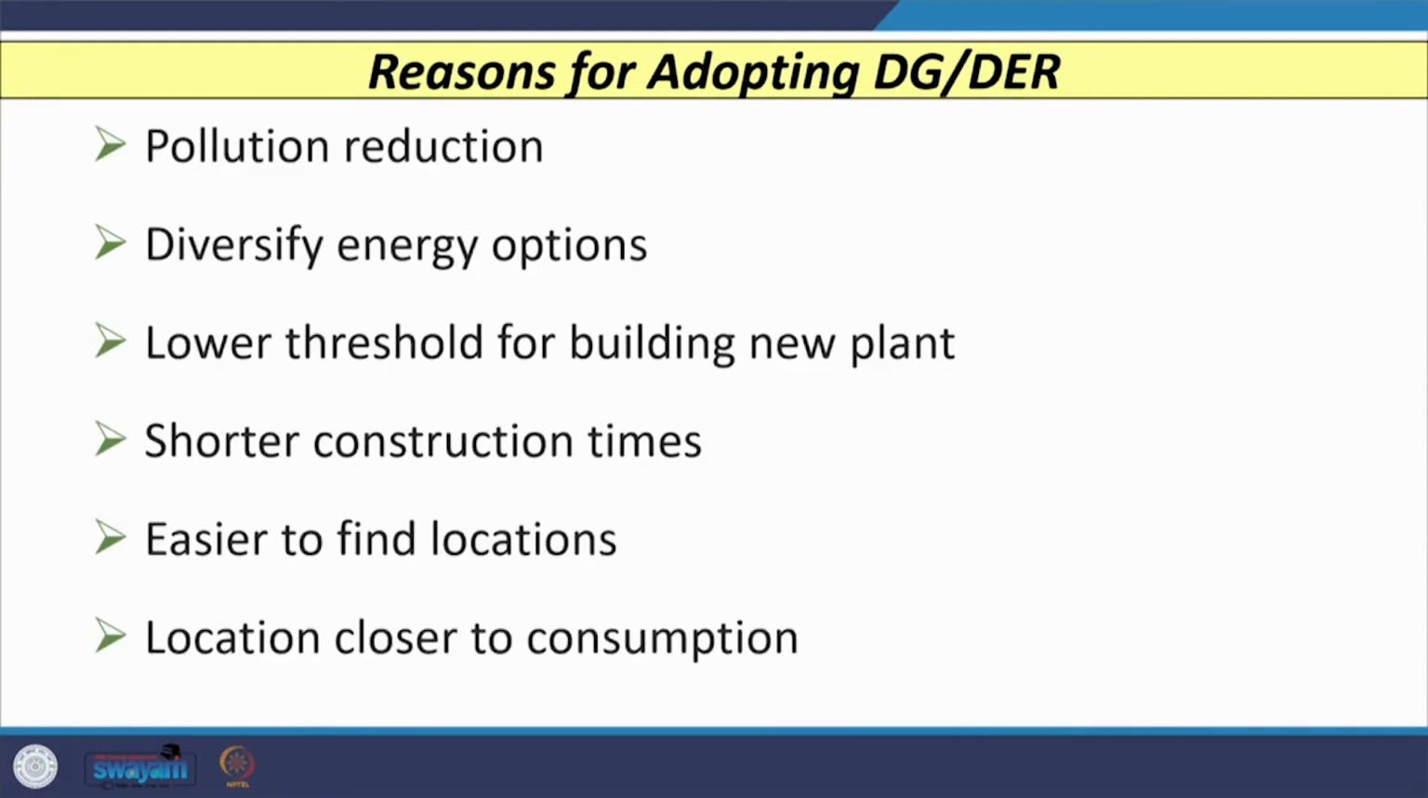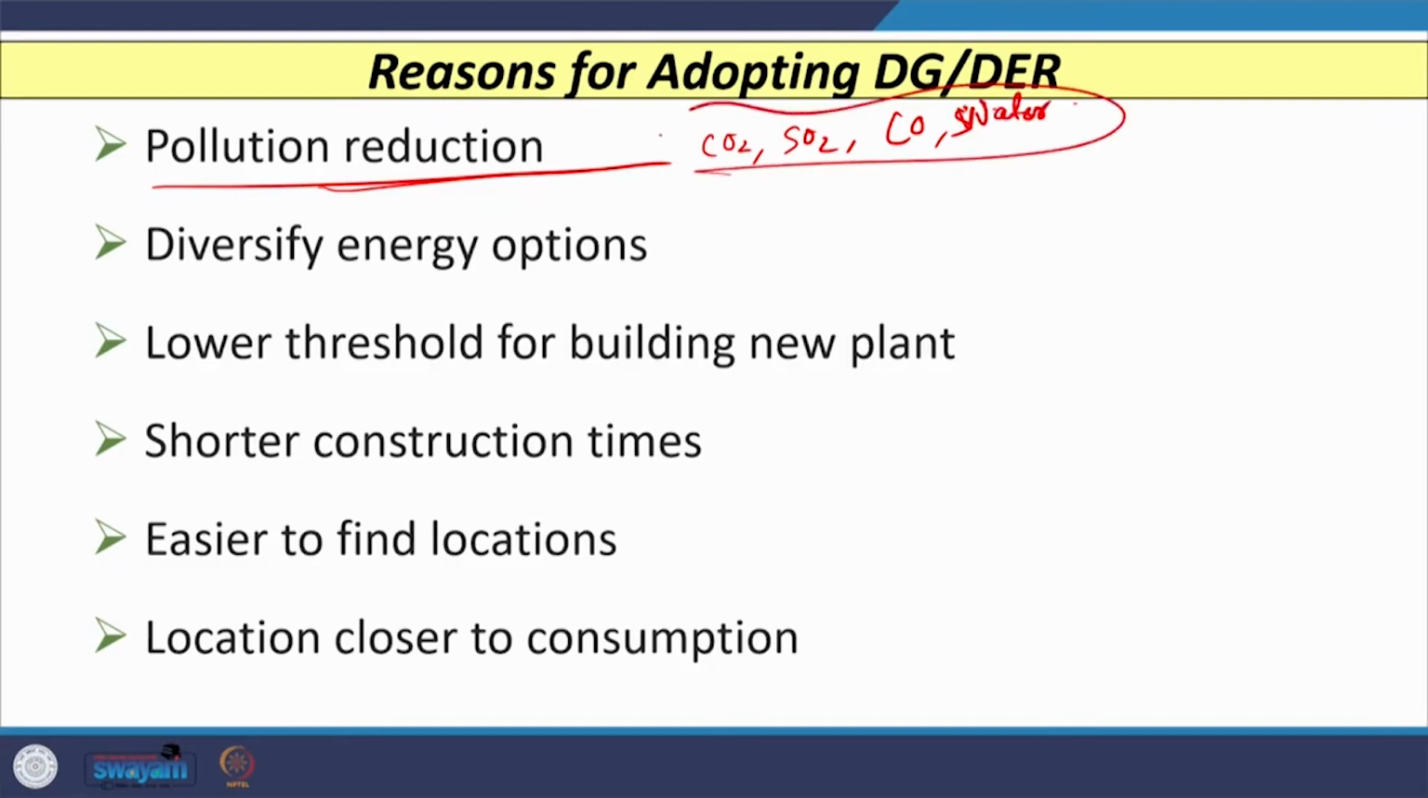So, there are certain reasons why we need to adopt distributed generators or distributed energy resources. The first advantage or reason is the reduction in pollution, because all these DG or DER are renewable energy sources. So, obviously there is no production of greenhouse gases, that is CO2, SO2, carbon monoxide, water vapor and so on. All these gases, which are known as greenhouse gases, are not there when we connect distributed generators or renewable energy sources based generators.